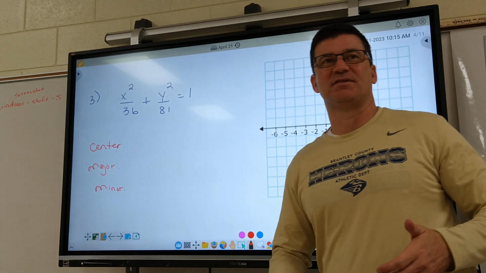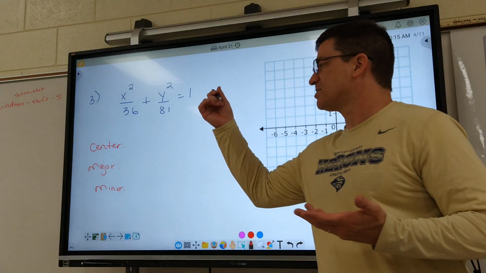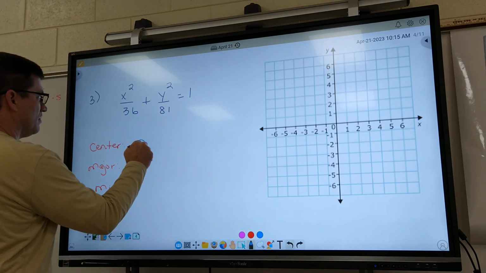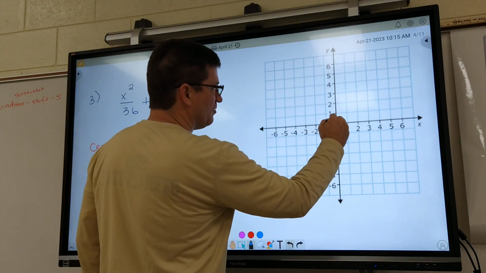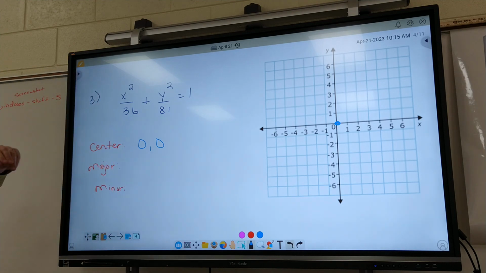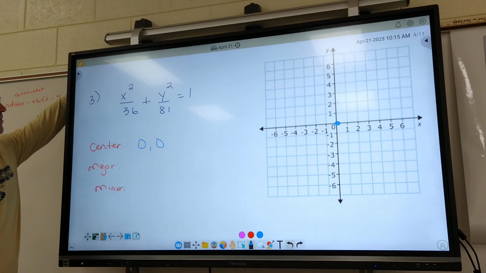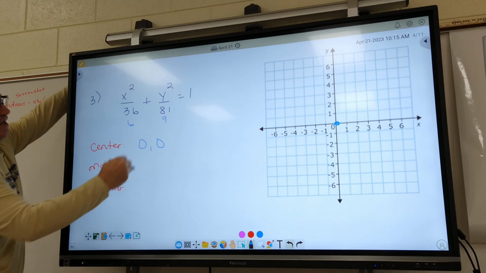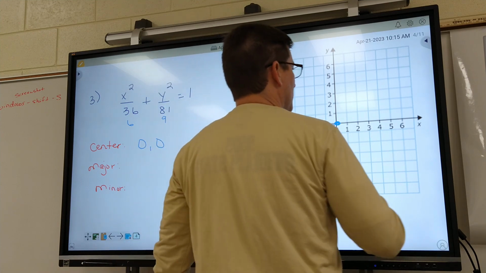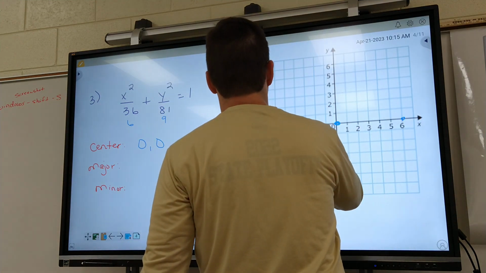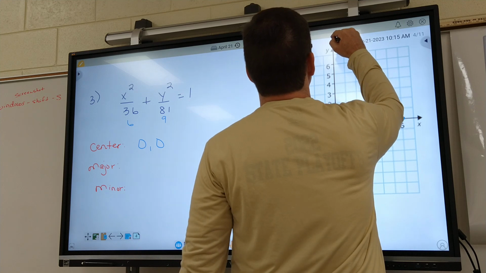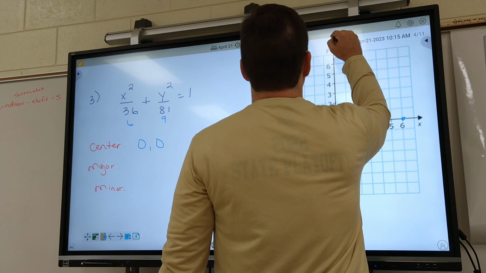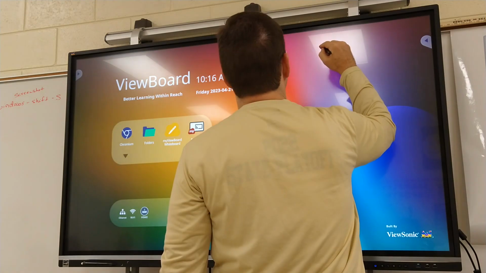All right, next, number 3. Now, number 3, guys, is easier than 4 and 5. What's the center going to be if you don't have any parentheses? 0, 0. Go to 0, 0 right in the middle, put your point. Now, x-axis, what's the radius? Y-axis. So yeah, this one's going to be probably off your chart. Up 9, 6, 7, 8, 9. Just kind of estimate where it is.